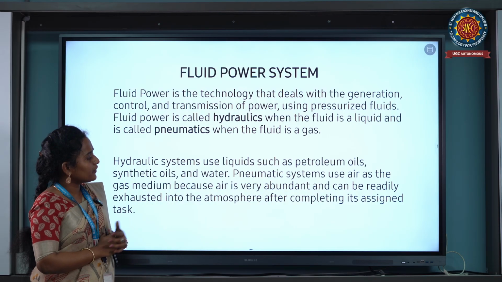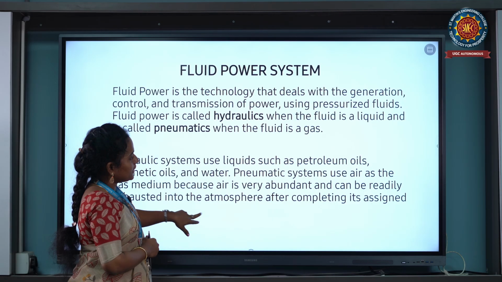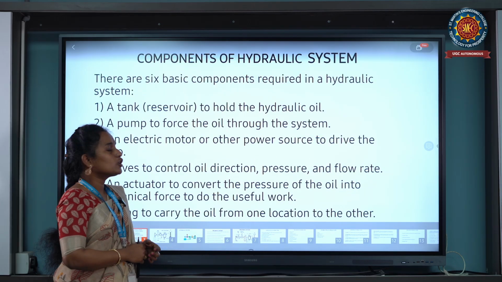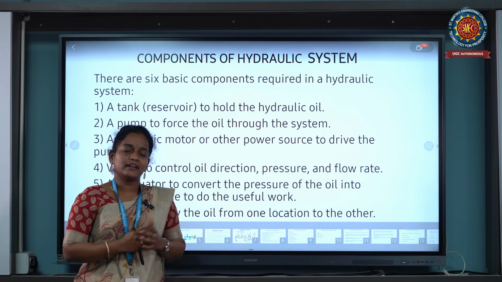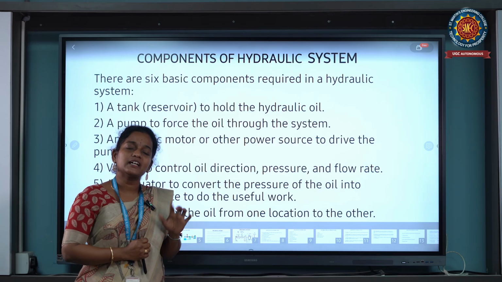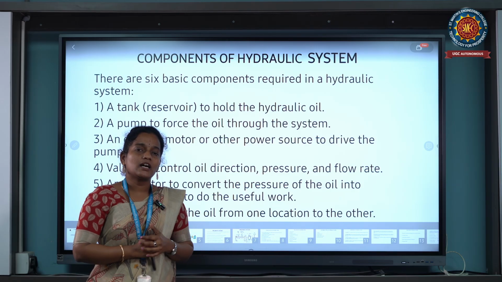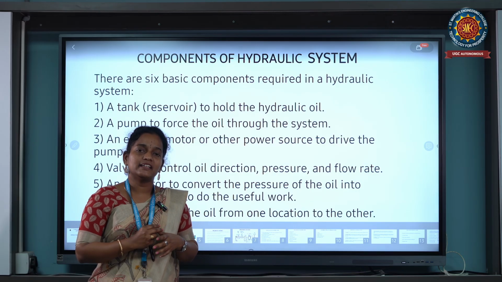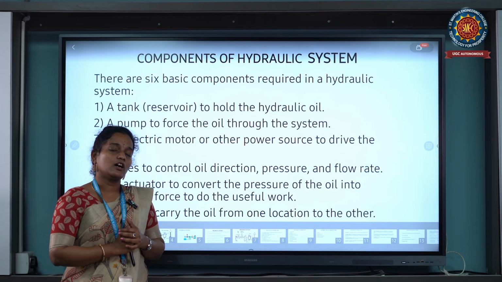Next, hydraulic systems use liquids such as petroleum oils, synthetic oils, and water. Next are the components of a hydraulic system. Generally, when we observe any power plant or cycle layout, components are very useful, because by using them we can easily note down the procedure. Here the components are mainly the oil tank, pump, motor, actuator, direction valve, and lastly the piping system. These are the main components of a hydraulic system.